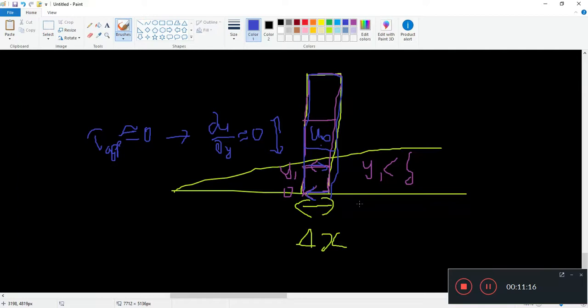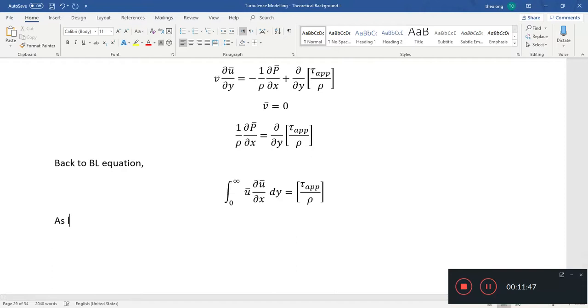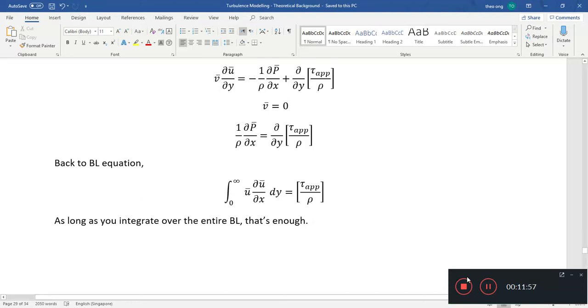So basically, all you have to do is integrate to cover the boundary layer, and you are in a safe zone, because the shear stress here is pretty much zero. I'll use a pink color to highlight this control volume. Integrating over this pink colored control volume is enough, so you can do a complete force balance there. As long as you integrate over the entire boundary layer thickness, that's enough. So you might as well say that the infinity here can be delta.